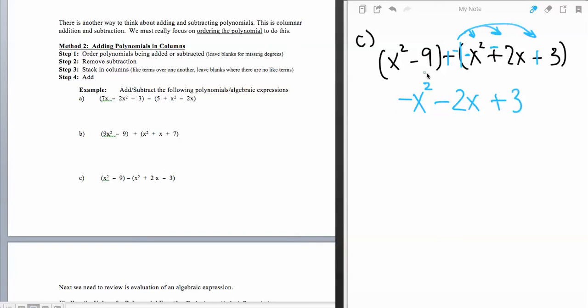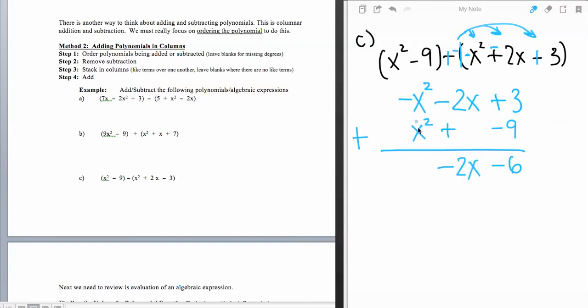And now I'm going to order this by leaving the space in the middle because I'm missing an x degree term, a first degree term. So I have an x squared, and then plus, I'm just going to leave the blank, minus 9 over here underneath the constant. I'm always adding. 3 plus -9, which is a -6. 9 minus 3 is 6, and it's negative. And then -2 plus 0 is a -2x.